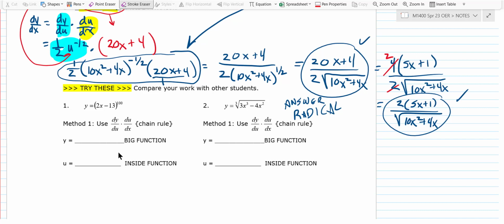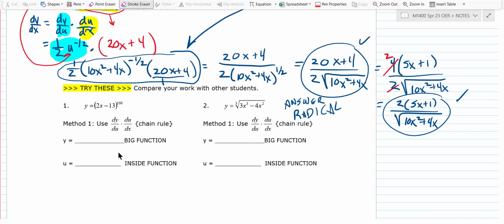The first one, all right. Same answer both ways. Yeah, you're okay on the second one. Okay, that's good. So you're doing that right. Now, what you ought to do is just go ahead and multiply 100 times 2 and get 200 times 2x minus 13 to the 99.